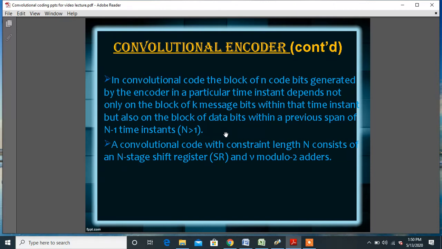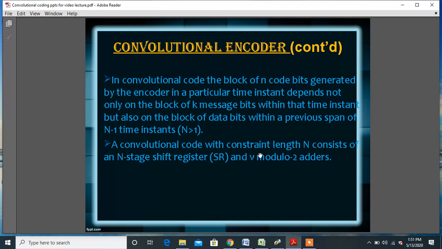So what is the major difference between convolution code and other codes? Here I am having k message bits. Likewise, we had (n, k) cyclic codes or (n, k) block codes. So for (7, 4), if I consider your message bits, then k message bits are transmitted, but it will require the previous data bits also to generate a new code word. So it is mentioned over here: within that time instant, but also on the blocks of data bits within a previous span of n-1 time instants. So this is very important.